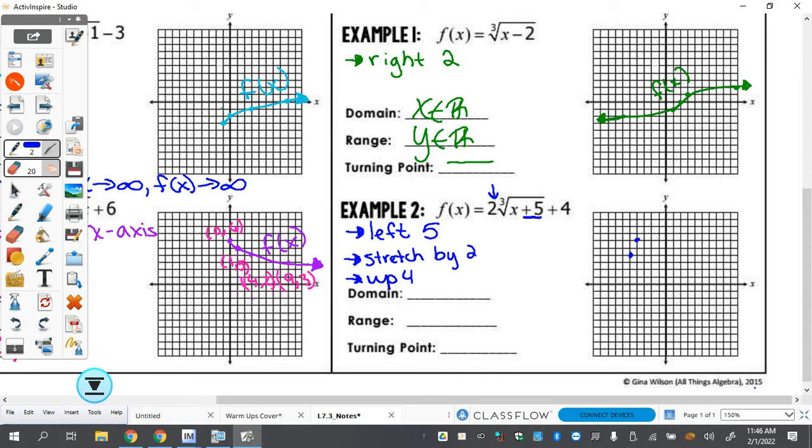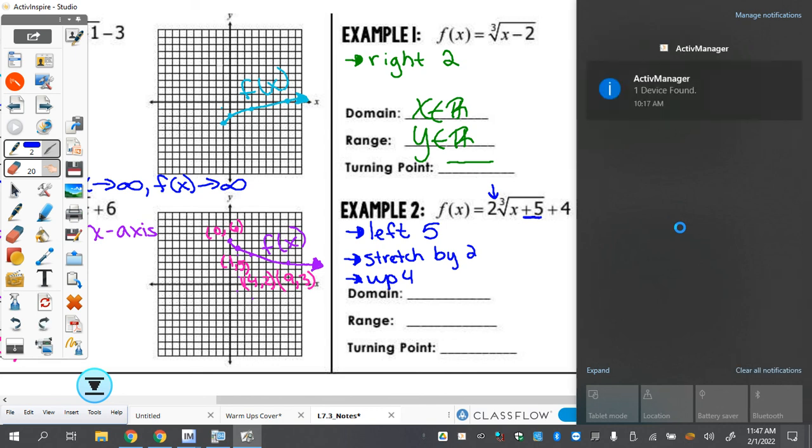And then let's see here. I have my point 8, 2. So I'm going to go left 5. 1, 2, 3, 4, 5. I'm at a y of 2, so I'm going to double that. So I'm up at 4. And then I add 4 more. And I hit that.